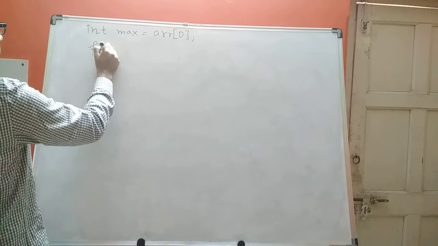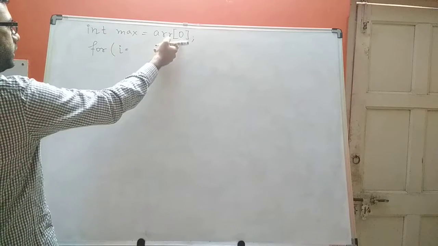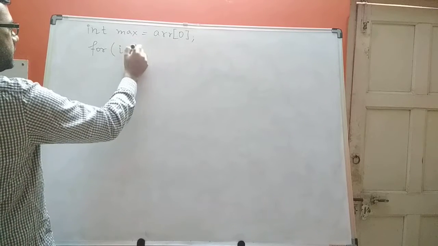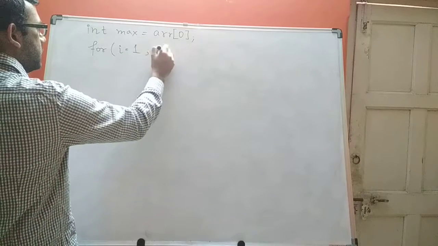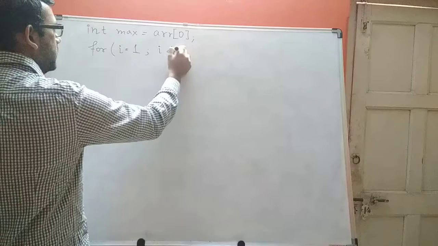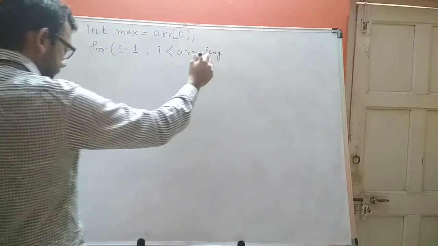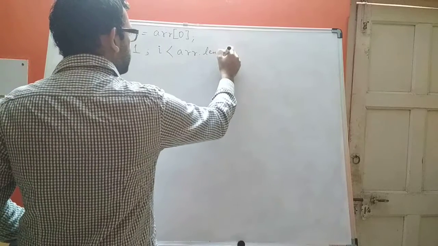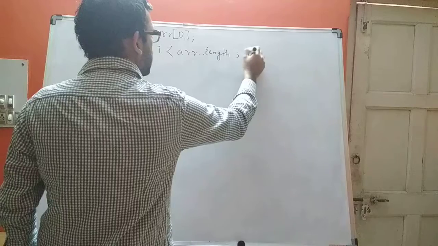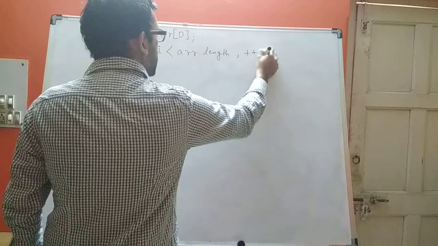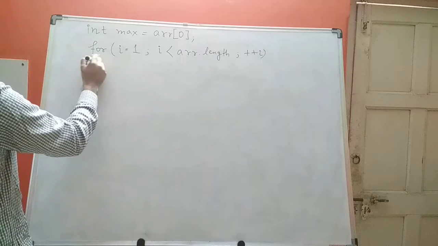So I'll run a loop. I've already assumed the 0th element to be my max, so I'll start from position 1, the next position. And I'll go up to, I'll use the length attribute, arr.length. You can also use the size, it's up to you. So I'll say i is less than arr.length, and then i plus plus. Okay, fine.